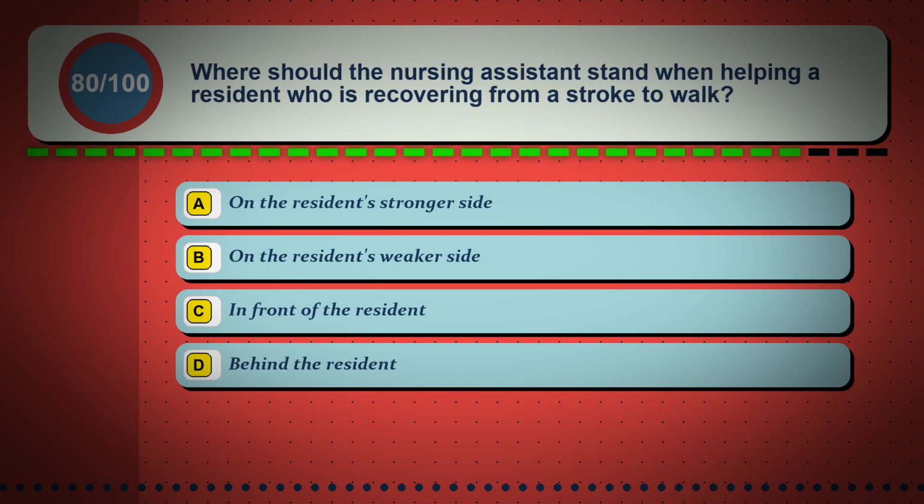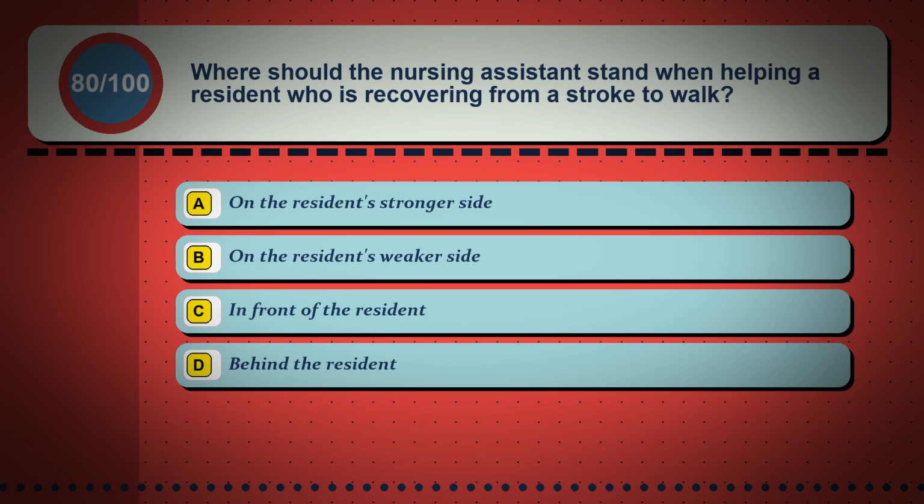Question 80. Where should the nursing assistant stand when helping a resident who is recovering from a stroke to walk? Option A, on the resident's stronger side. Option B, on the resident's weaker side. Option C, in front of the resident. Option D, behind the resident.